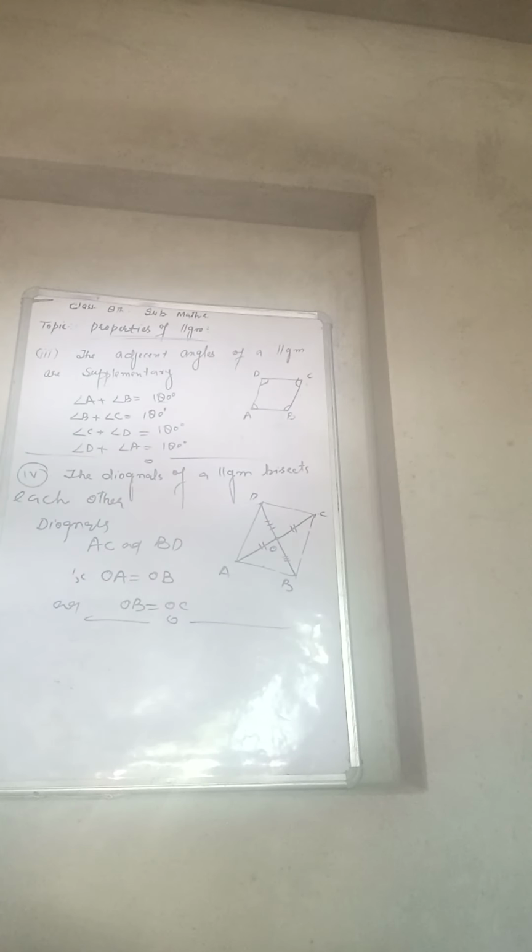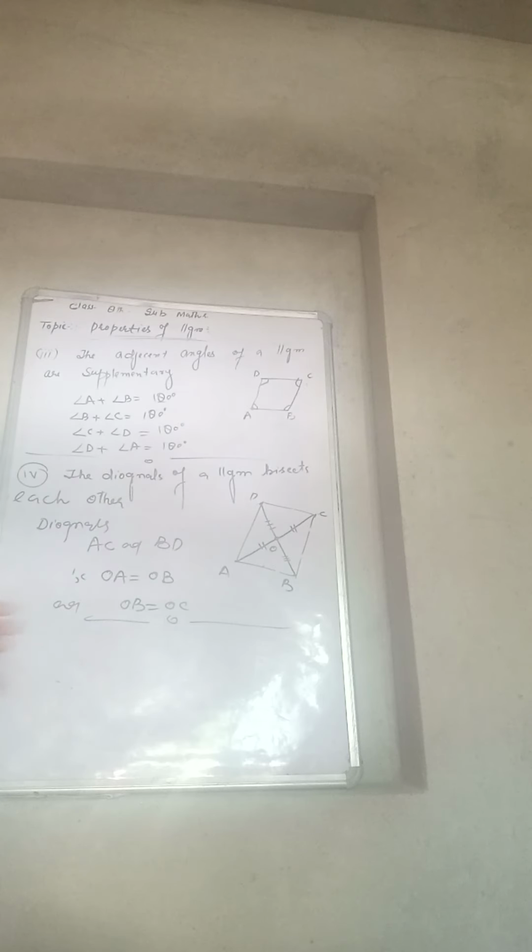So these are the four properties of parallelograms. Number first, the opposite sides of a parallelogram are equal in length. Number second, the opposite angles of a parallelogram are equal in measure. And number third, the adjacent angles of a parallelogram are supplementary, यानी उनका सम 180 होता है. Supplementary means जिनका सम 180 degree होगा. And the last one is that the diagonals of a parallelogram bisect each other.